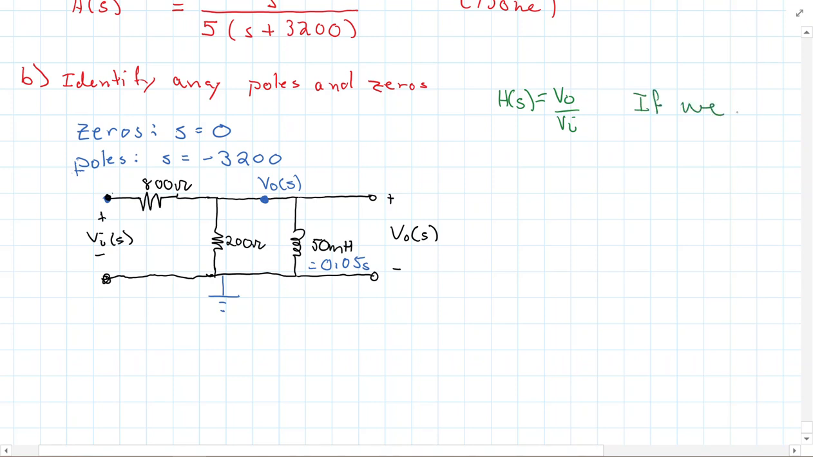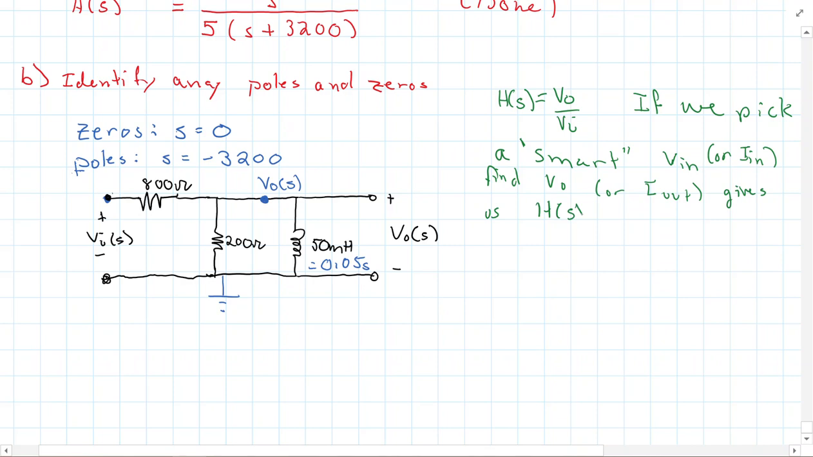If we pick a smart, I'll put in quotes there, Vn or In, depending on what you're asked to find. I'll put in or In. Finding V out or I out, depending on what you're asked for again, gives us H at S.